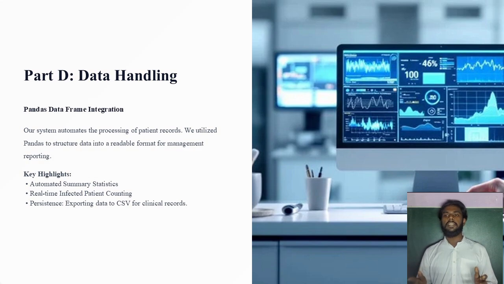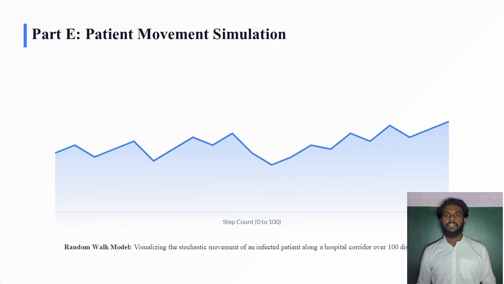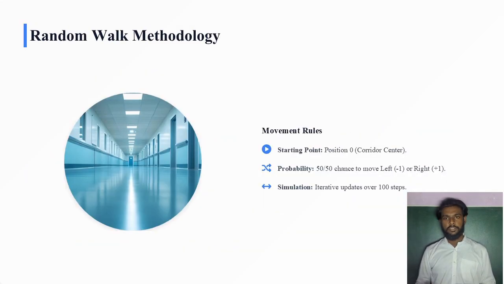Moving to part E, the random walk simulation. Here, we modeled the erratic movement of an infected patient inside the hospital corridor. The rule was simple. Starting at point 0, the patient has a 50-50 probability of taking a step either to the left or to the right. We simulated this over 100 discrete steps to analyze the risk of cross-contamination.